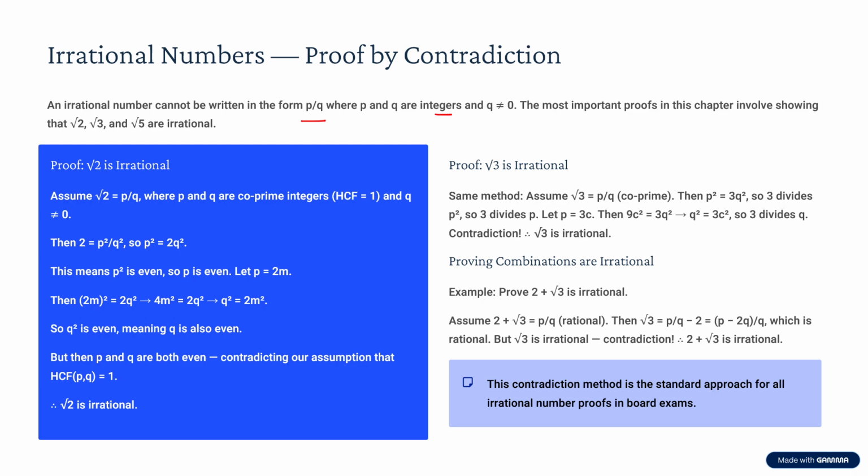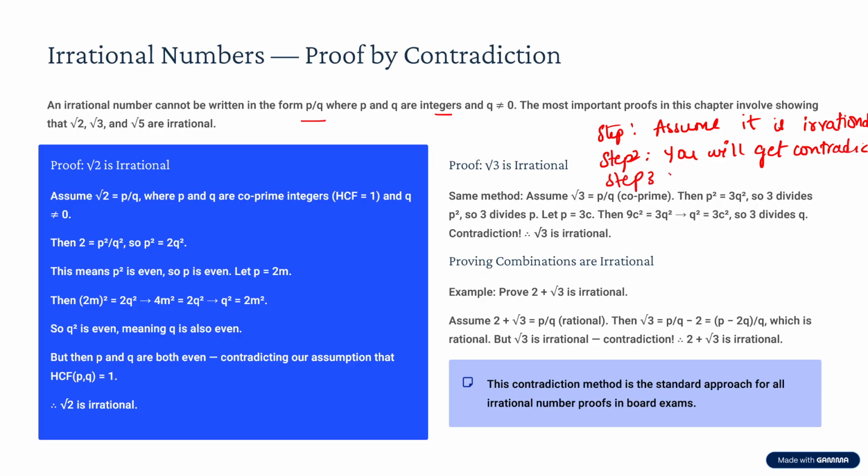Remember. So as they ask proof, the method is very simple. First you have to assume it is rational. What is the first step? You have to assume it is rational. Step 2. You will get a contradiction. Step 3. So it is irrational.